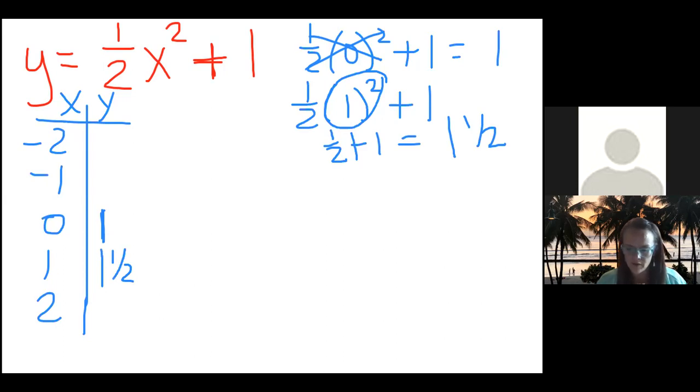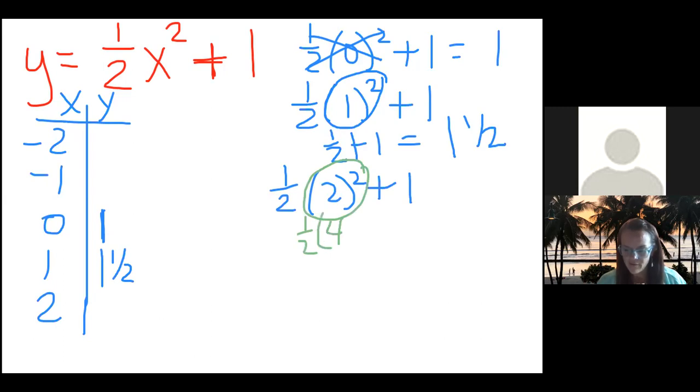All right, now we're going to plug in the 2, so 1/2 of 2 squared plus 1. So if I do my squared first, 2 squared is 4. Then I have to take half of 4. Half of 4 is 2. And then 2 plus 1 is going to give me 3. So I'm 3 over there.